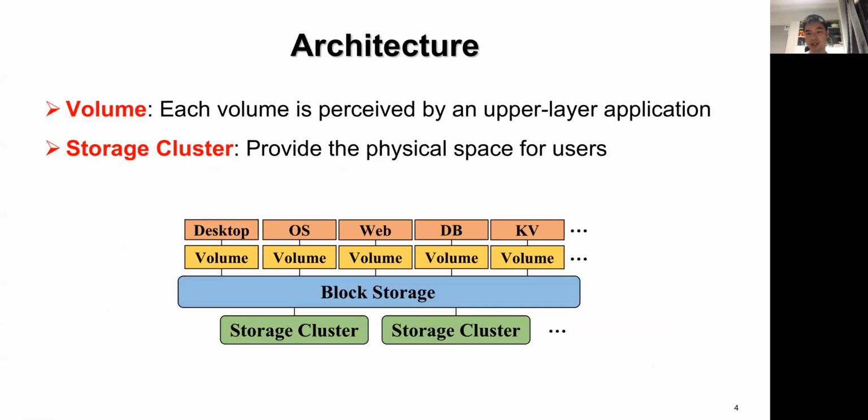We consider such an architecture of a cloud block storage system. It comprises multiple volumes that host a mix of cloud applications, for example, virtual desktops, operating systems, web services, relational databases, and key value stores. Each application is allocated a dedicated volume. The cloud block storage system serves as a middleware layer that bridges the virtual volumes and the underlying storage clusters. The storage clusters provide physical storage space owned by the cloud service providers.